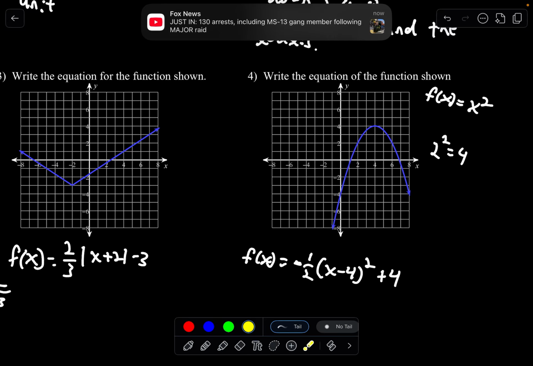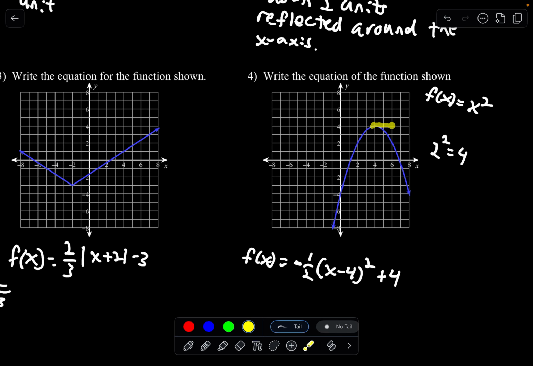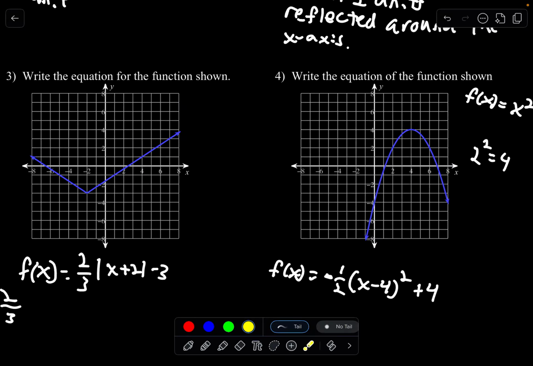Because now, once we wrote this, we can check. We see that the graph is at 4, 4, which is right there, and then we go over 1, 2. 2 squared is 4, multiply by 1/2, we go down 2. We go over 1, 2, 3, 4. 4 squared is 16. Multiplied by 1/2, we go down 1, 2, 3, 4, 5, 6, 7, 8. So it matches. And there's the equation.